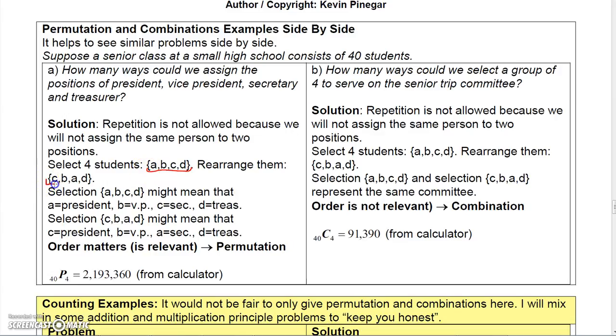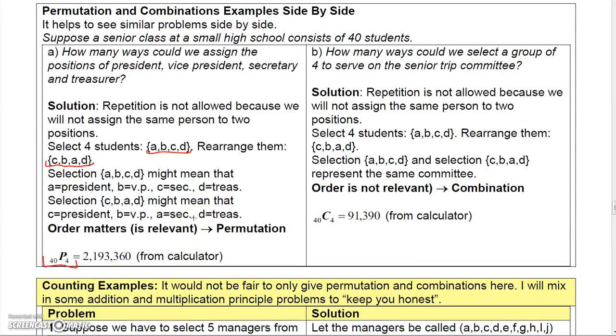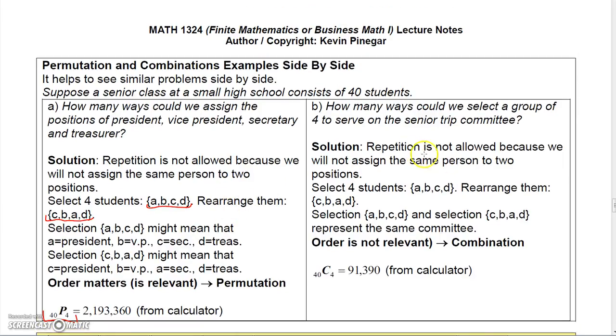Now if I rearrange them, then that means this guy's president, this guy's vice president, this guy's secretary, and this guy's treasurer. So obviously by rearranging them, we're going to get something new. We're going to get a new assignment. So that means order is relevant, so this is a permutation problem. So it would be 40P4, and you can do that on your calculator and get the answer, 2,193,360.